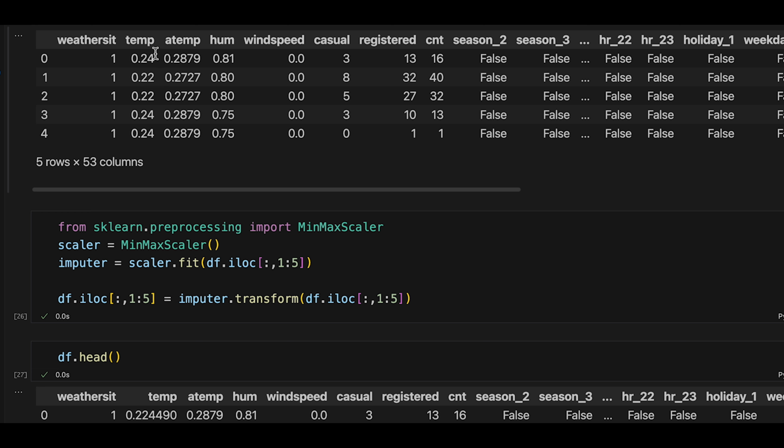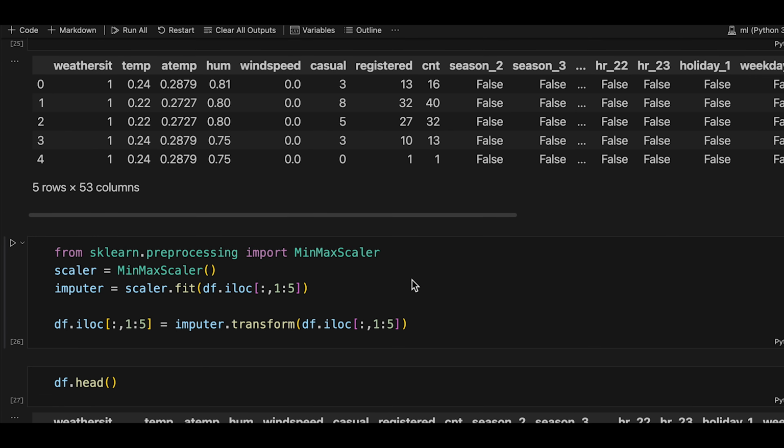That's why we are only considering these features, that is temperature, humidity, wind speed, all these features in order to make scaling. So we are selecting from 1 to 5. First we are fitting, that means we are finding min and max, and then we are applying the formula, that is x minus min by max minus min, for applying the min max scaler.